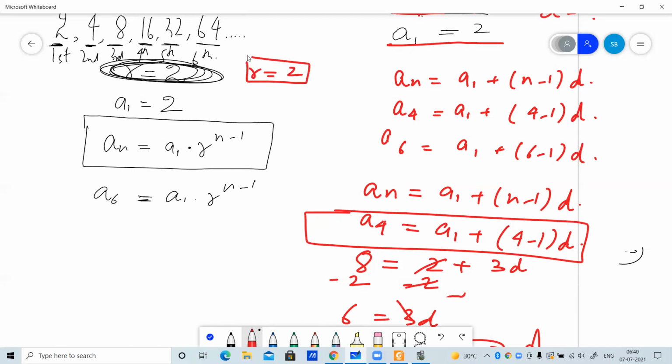Just simply 2, because R means common ratio. Common ratio means the second number divided by the first, third number divided by the second, fourth number divided by the third, fifth number divided by the fourth, sixth number divided by the fifth. So you're always getting 2.